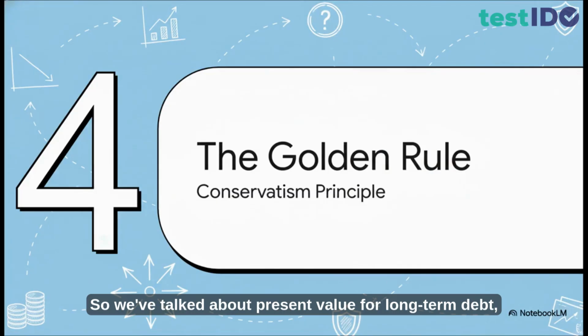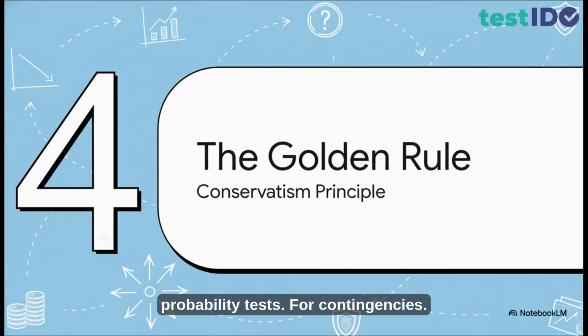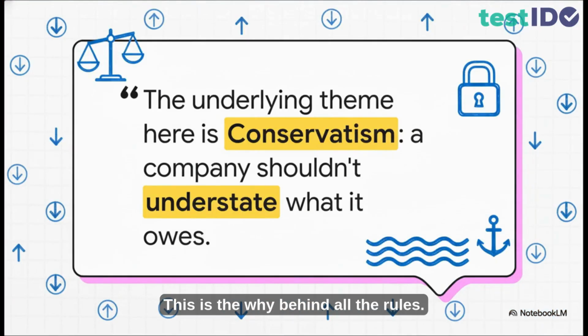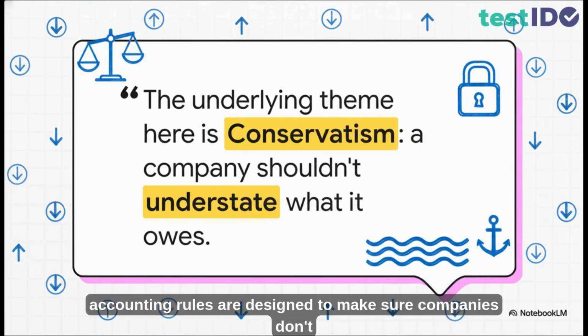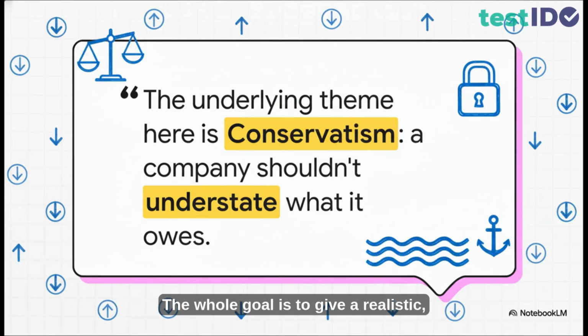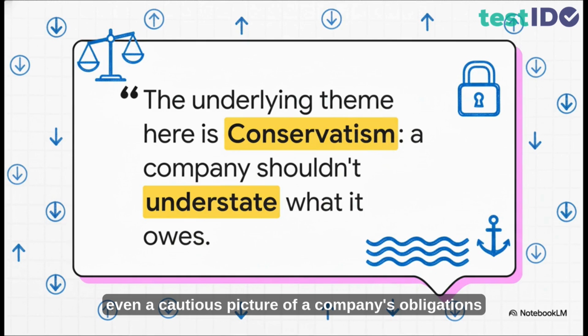So we've talked about present value for long-term debt, probability tests for contingencies. These rules might feel a little disconnected, but they're not. They're all tied together by one single, powerful, overarching accounting concept. This is the why behind all the rules, the principle of conservatism. Basically, accounting rules are designed to make sure companies don't understate their liabilities or overstate their assets. The whole goal is to give a realistic, even a cautious picture of a company's obligations so that investors and creditors aren't misled. It's really all about not hiding the bad news.